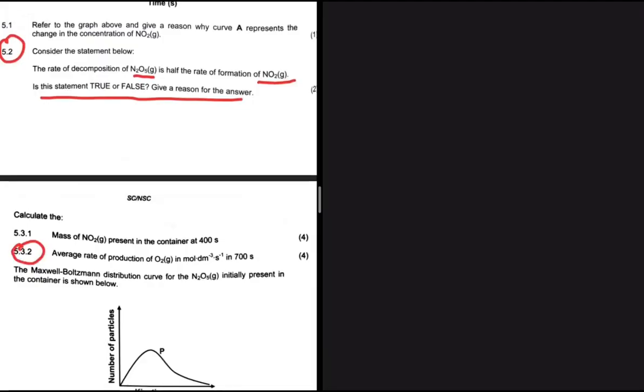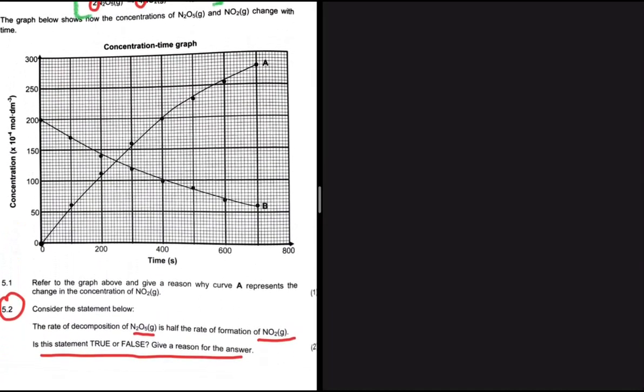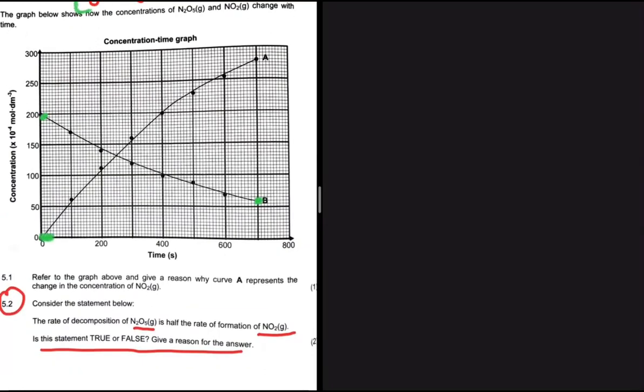and 5.3.2. Right, so let's just do 5.1 first before we attempt those questions. In the question statement, we are told to consider the following decomposition reaction that takes place in a sealed 2 dm³ container, and we are given an equation right here, right? And then it goes on to say that the graph below shows how the concentrations of N2O5 and NO2 change with time. If we look at our graph here, you can see that one graph starts at 200 and then goes down to this point here, while the other one starts here and is going up.